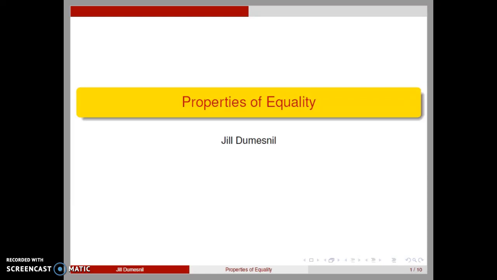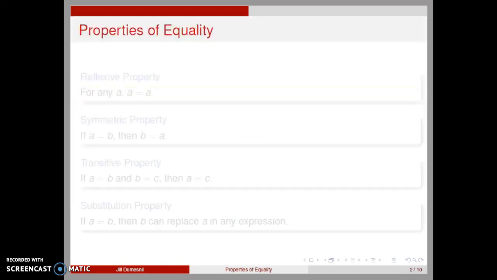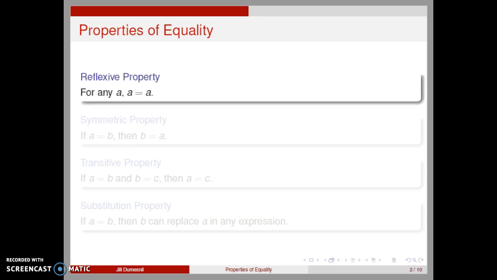Let's review some useful properties of equality. The first four properties are very basic and are often used without explicit comment. The reflexive property states that A equals A for all numbers A.